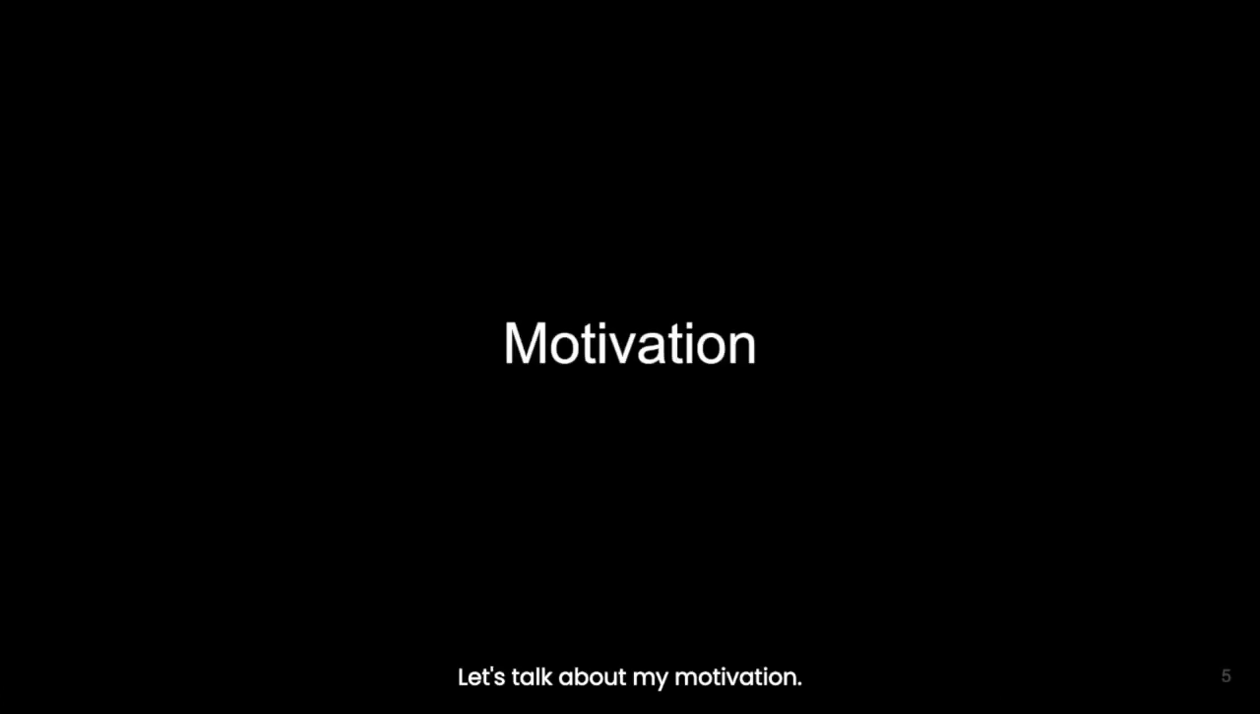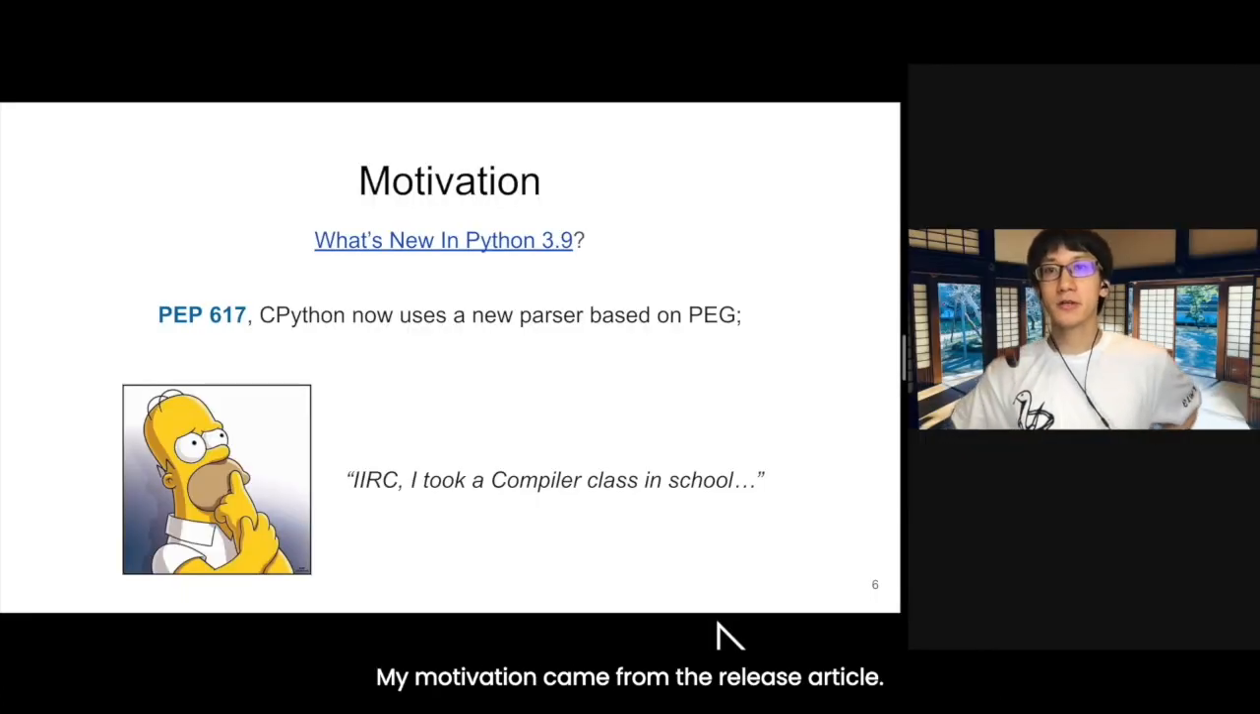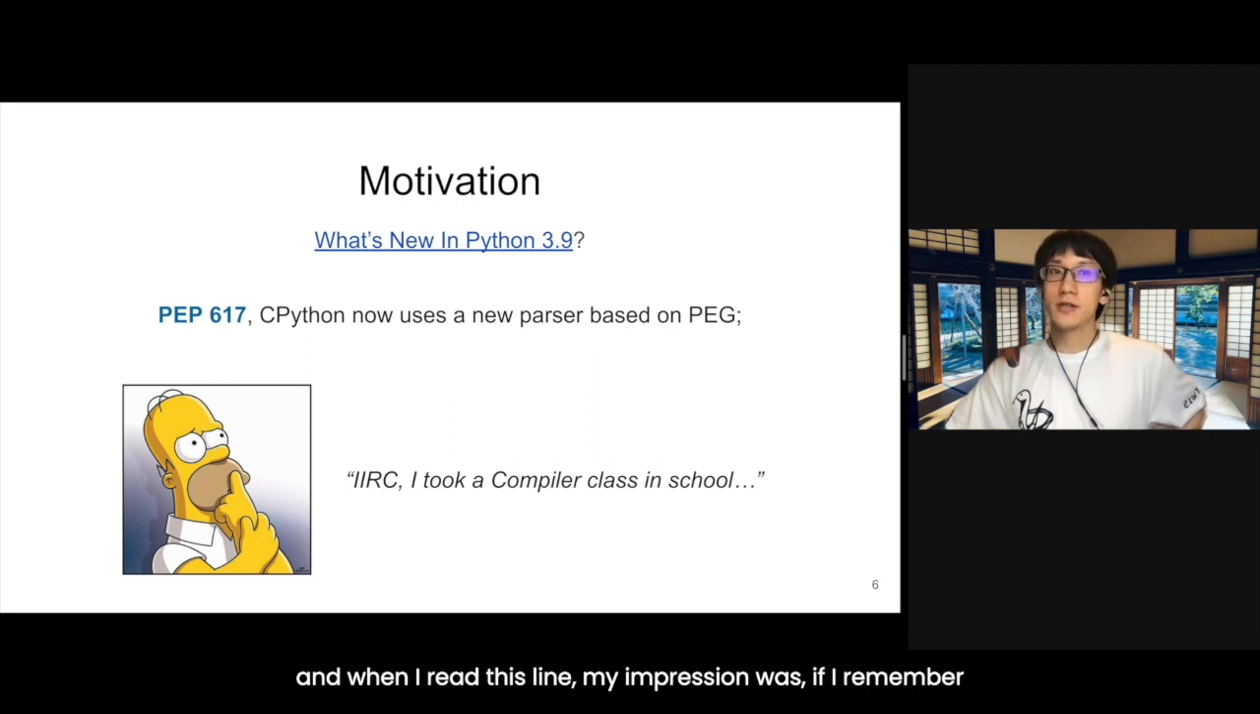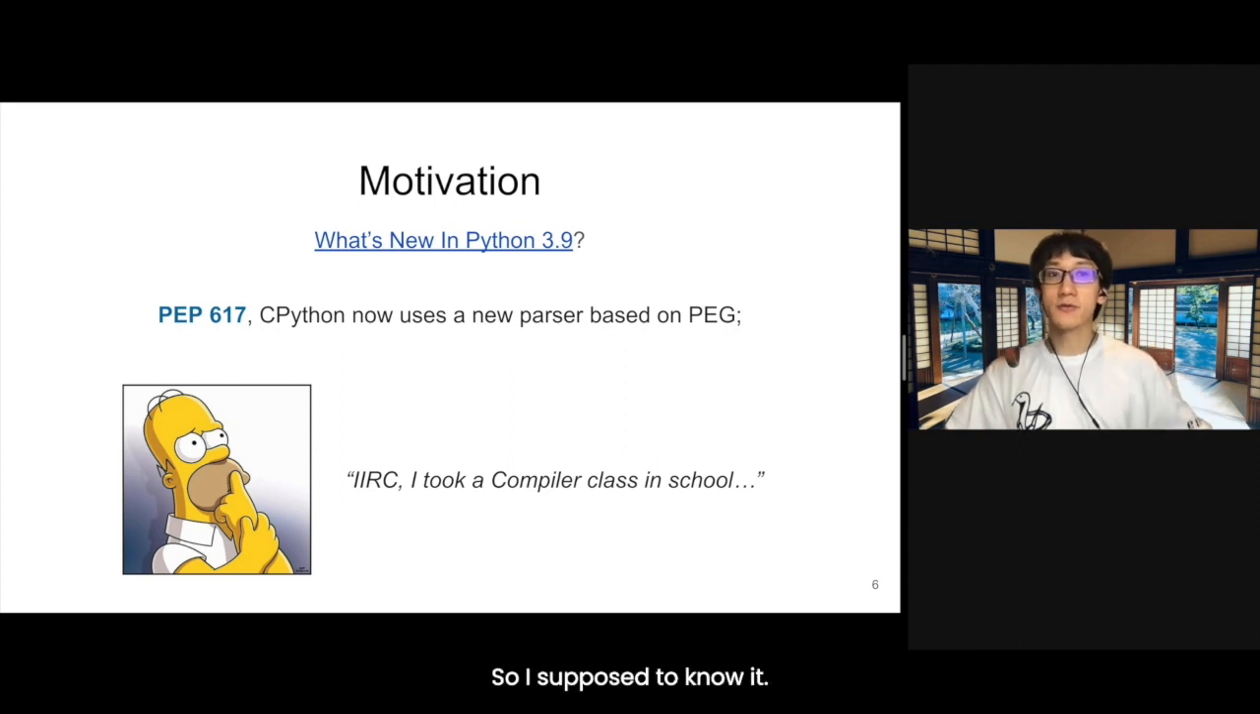Let's talk about my motivation. My motivation came from the release article, What's New in Python 3.9. In that article, there's one line that says, PEP 617, CPython now uses a new parser based on PEG. When I read this line, my impression was, if I remember correctly, I took a compiler class in school, so I was supposed to know it.